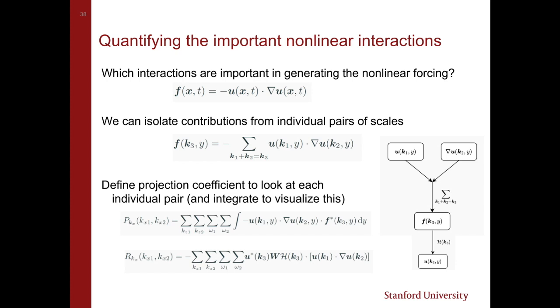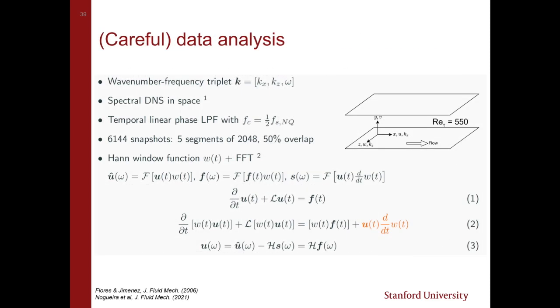So I'm going to show you plots that are associated with the interaction of different kx's and how those drive the forcing and how those drive the response. So P will pertain to how much forcing is contributed and R to how much response. We do this using DNS data, this time at an Re tau of 550. You have to be careful because as you window it, you can accidentally end up introducing additional forcing. That's been covered by Nogueira et al. So, careful data analysis.